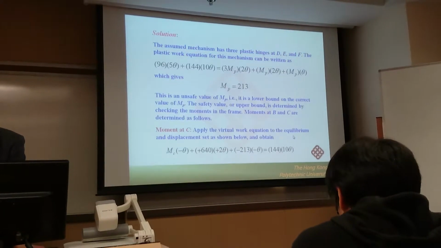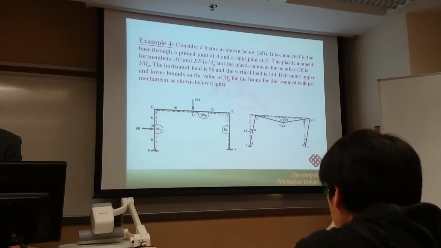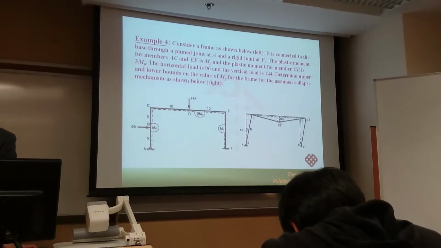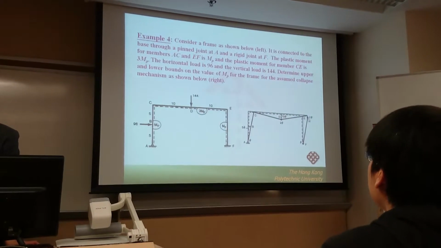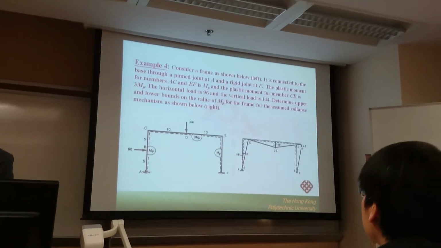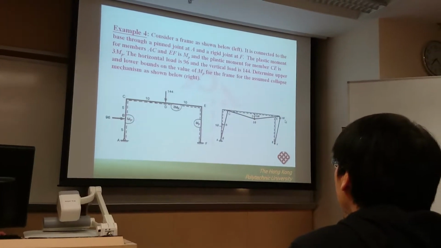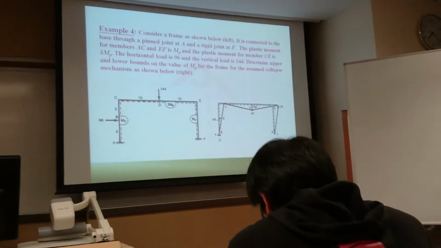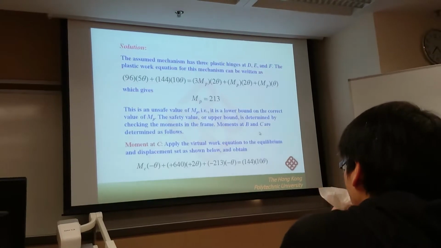So firstly, we consider this case. We can obtain the plus moment here equal to 3 MP, and the plus moment for this point is equal to the lesser value, so it's equal to 1 MP, and here is 1 MP. This is not a plus hinge because this is a pin support. So we can obtain the energy.